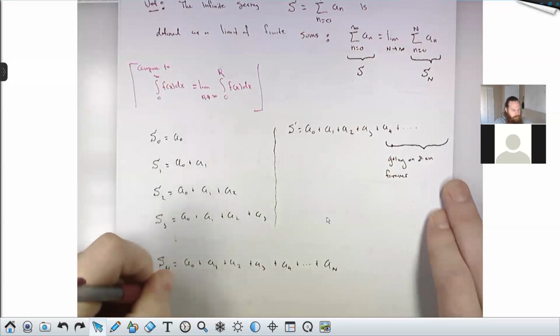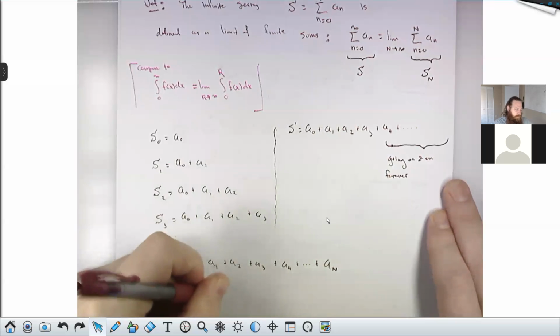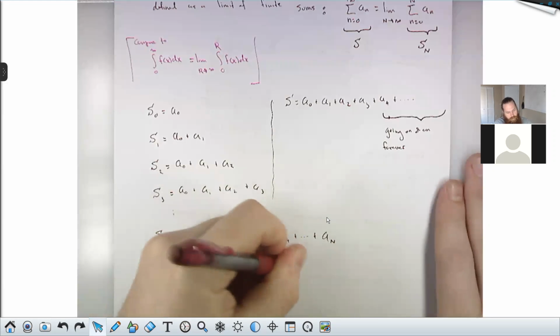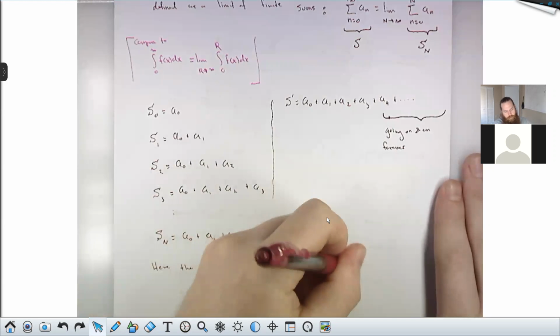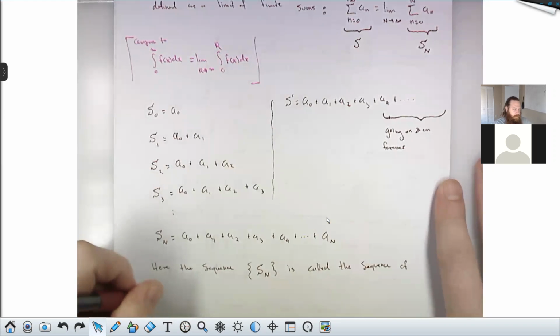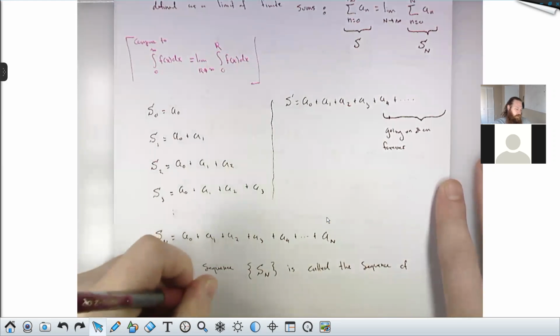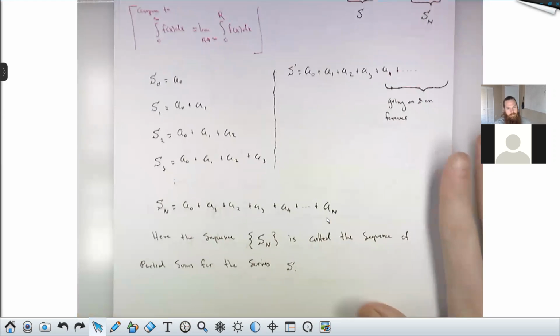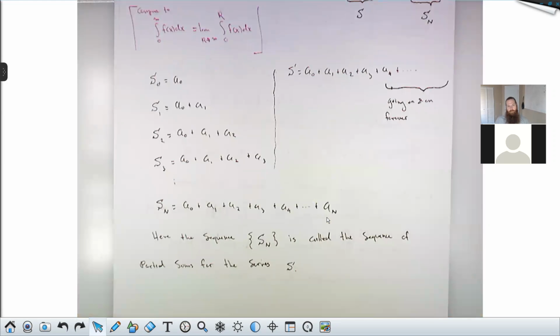Here, the sequence S sub capital N is called the sequence of partial sums for the series S. So I'll give you a second to write.